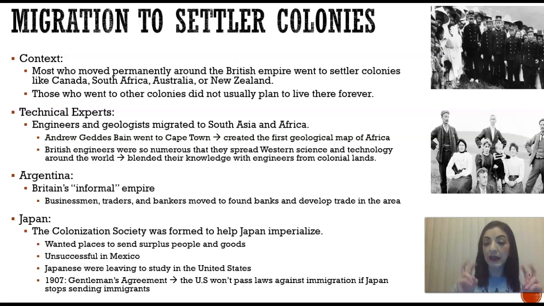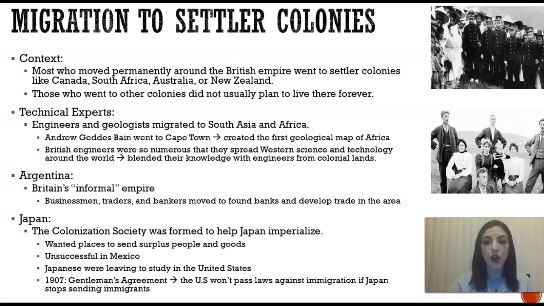And so there's an informal agreement that is reached, and I want to say it's Theodore Roosevelt, or Teddy Roosevelt, that basically agrees to what's called a gentleman's agreement. So it's kind of like a handshake. Like, you do this, we do this. It's not an actual law that gets passed or anything like that, but basically the U.S. promised that they won't pass laws against Japanese immigration if Japanese stop sending immigrants.